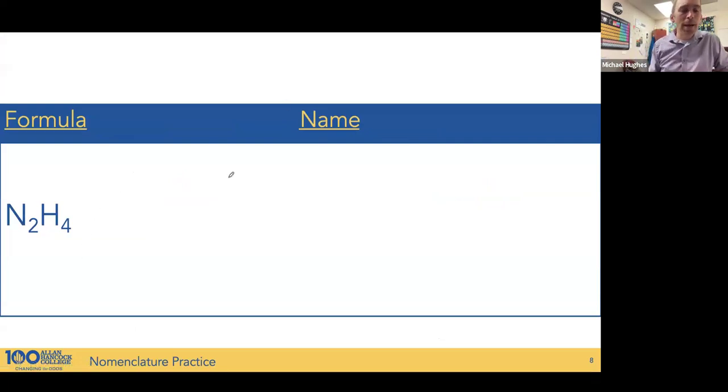So is there a metal? Nitrogen and hydrogen, no. So we're going to be using our prefixes. The prefix for 2 is di. The prefix for 4 is tetra. So this is dinitrogen, tetra, hydride, with the suffix "ide." Dinitrogen tetrahydride. All right, we're off and running.